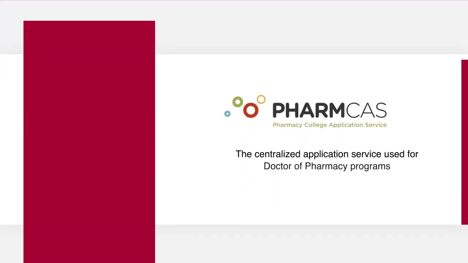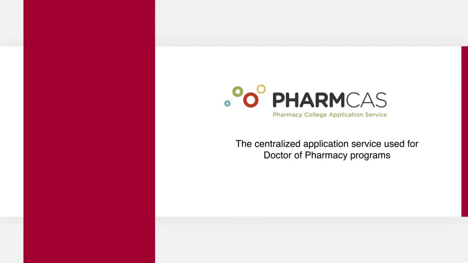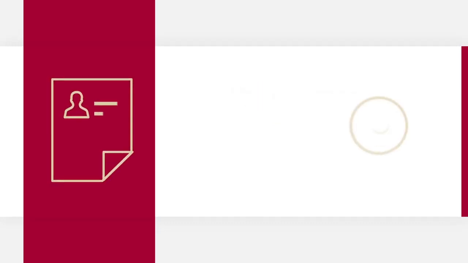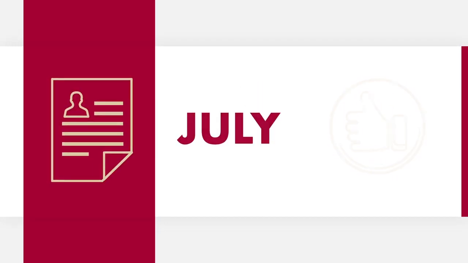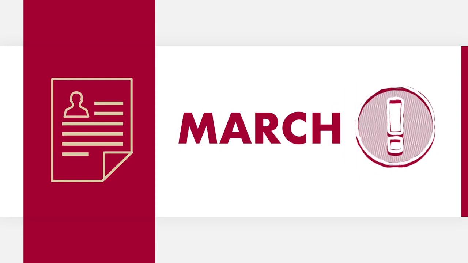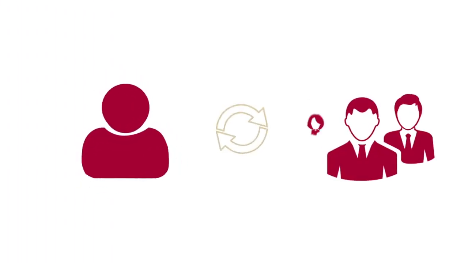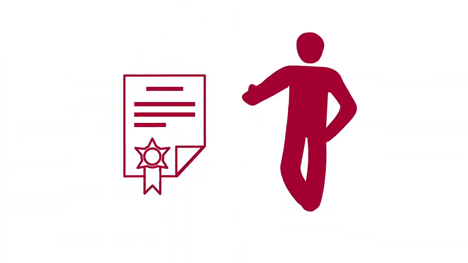Next, submit your application through PharmCast, the centralized application service used for Doctor of Pharmacy programs. The application will open in the middle of July and close in early March. We review each application and provide admission decisions on a rolling basis. Thus, we encourage you to submit your application and supporting documents as early as possible.